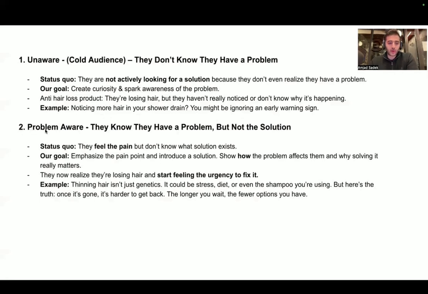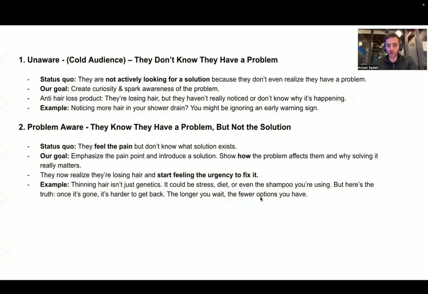So here, the problem aware, they know they have a problem, but not the solution. Their current status quo is they feel the pain, but don't know what solution exists. Our goal is to emphasize the pain point and introduce a solution, show how the problem affects them and why solving it really matters. In that hair loss example, they now realize they are losing hair and start feeling the urgency to fix it. An example of messaging can be: thinning hair is not just genetics, it could be stress, diet, or even the shampoo you're using. But here's the truth, once it's gone, it's hard to get it back.